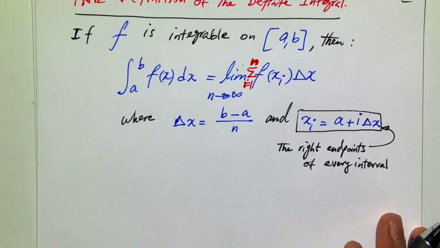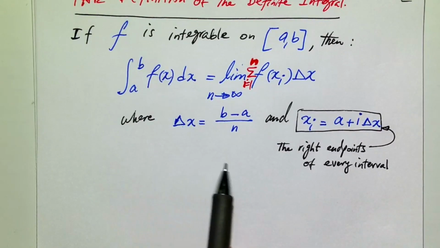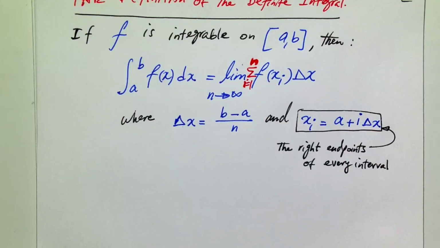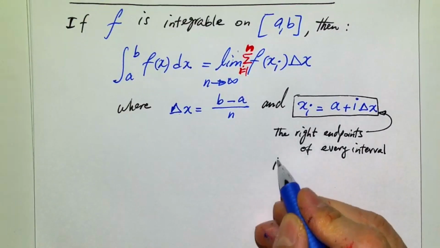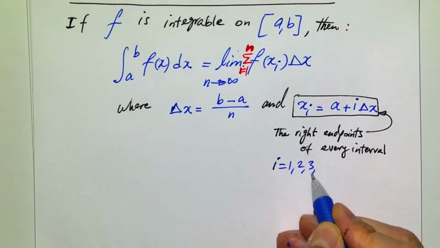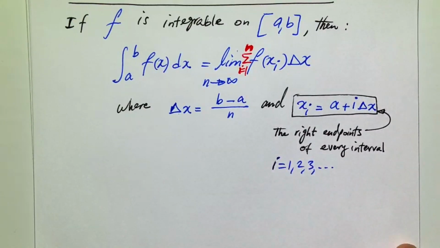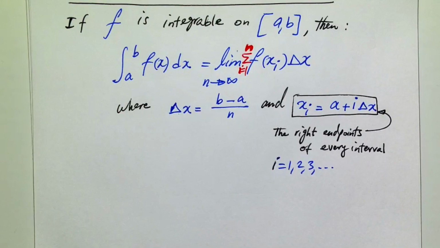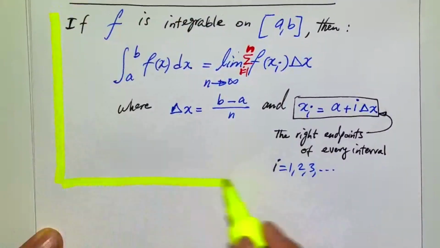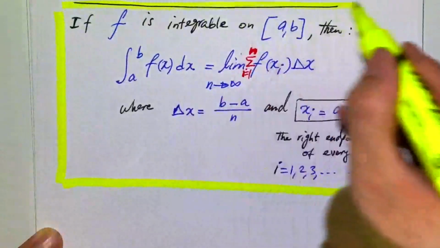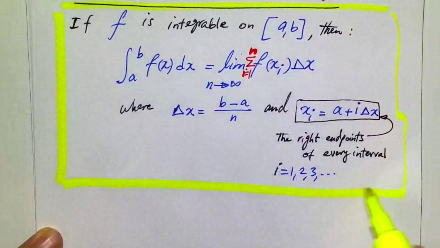Okay, and i is basically 1, 2, 3, and so on. So i equals 1, 2, 3, and so on. And I think we've defined everything here. So this is the definition of the integral. Very important, like that.